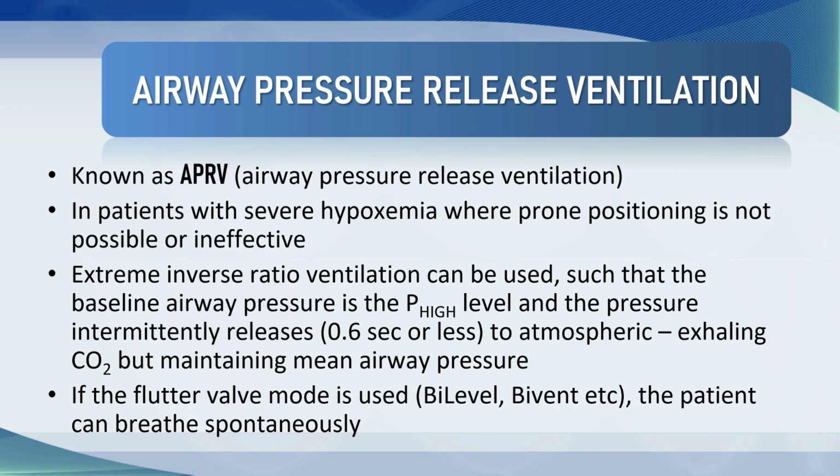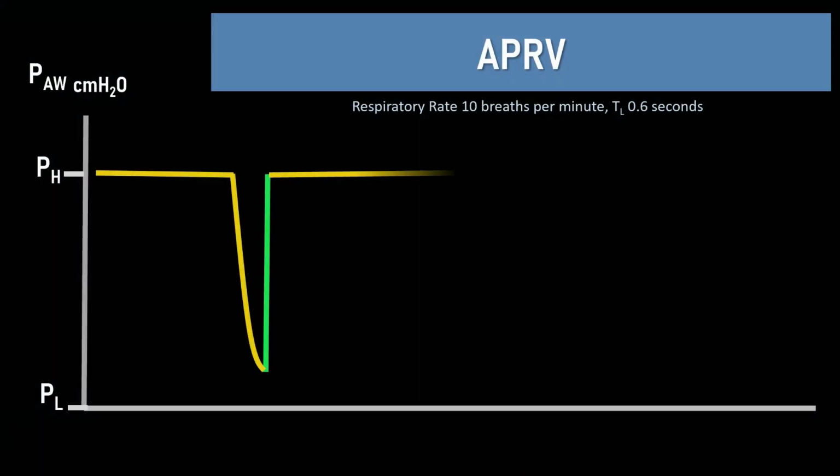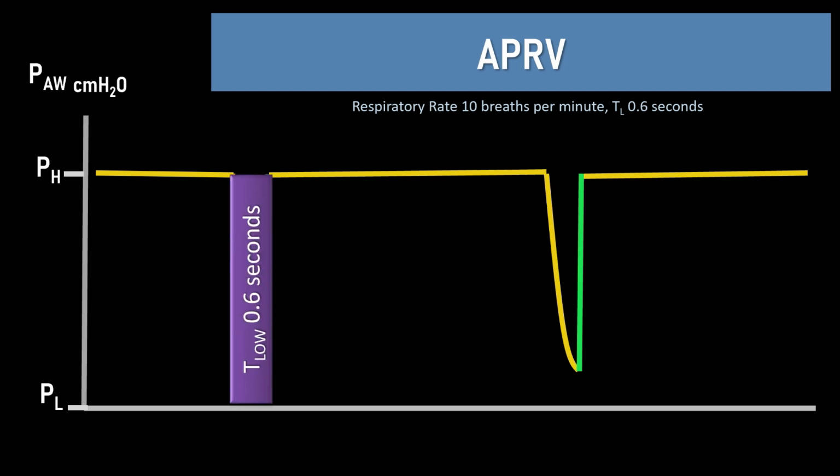It works really well with modern ventilators because of the use of the flutter valve, allowing the patient to breathe spontaneously. The patient doesn't need to breathe spontaneously. Certainly this patient who has neuromuscular blockade will not be in a position to breathe spontaneously. So in his case, this is what his airway pressure waveform will look like. Note that the baseline airway pressure here is not PEEP, but the high pressure level. The pressure is released for a very short period of time, in this case 0.6 seconds.